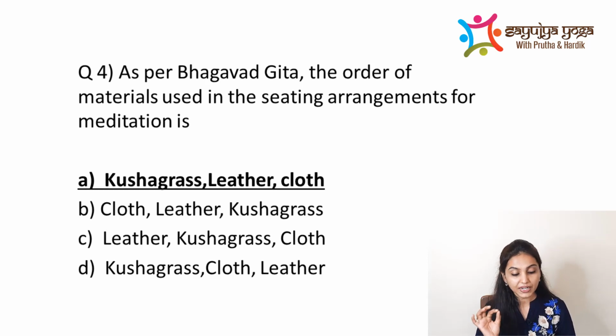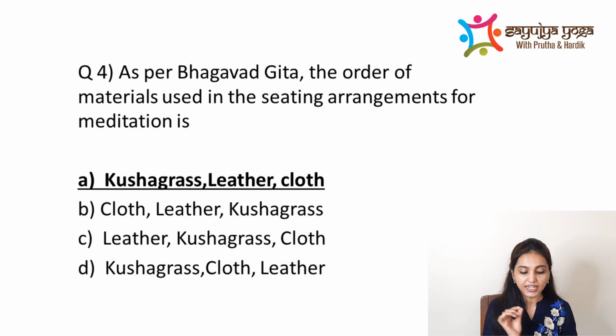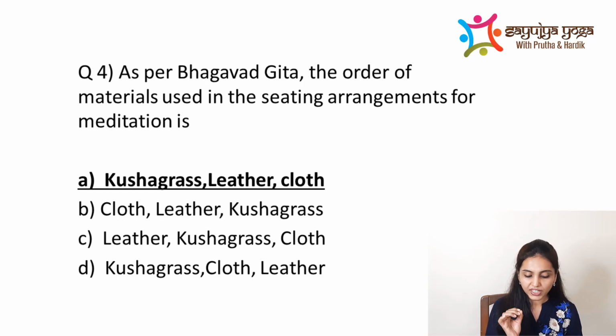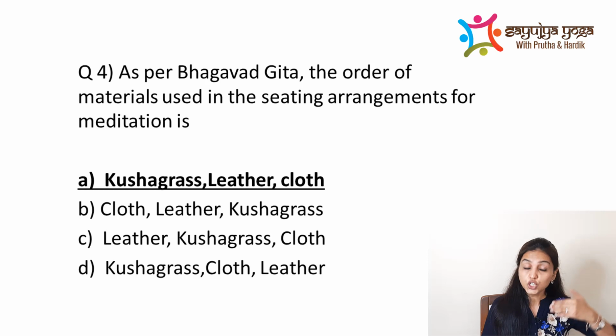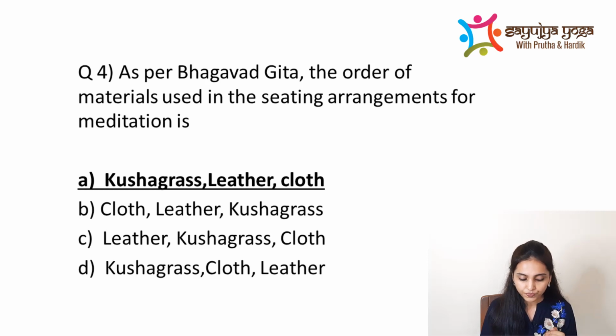Now shloka number 11 talks about the arrangement that has to be made when one has to sit in the process of meditation. So what is that? It says that Suchau deshe pratisthapya sthiramasanam atmanaha natyuchitratam natinicham chailajina kushottarama. So it says that one must establish his seat at a clean place. The seat should be firm. It should be neither too high nor too low. One must arrange kusha grass on the ground.